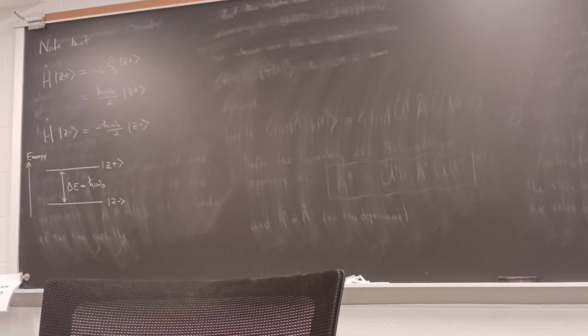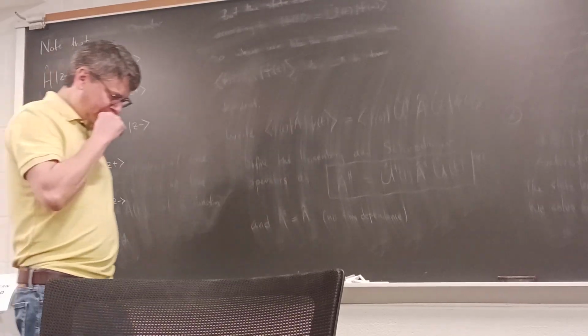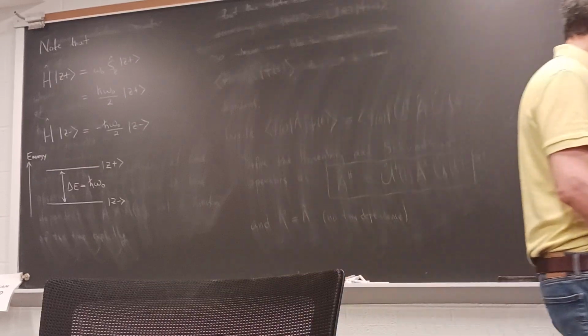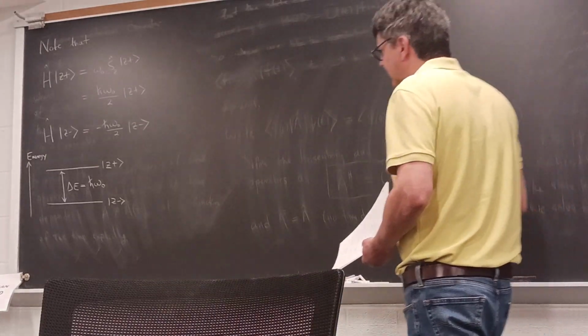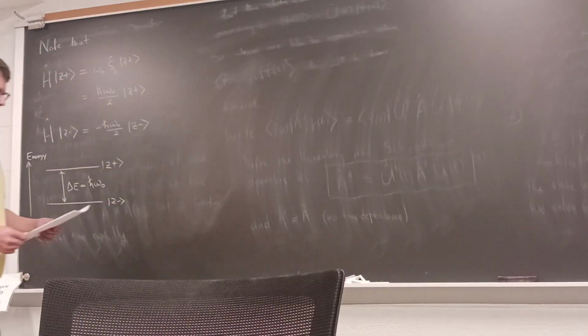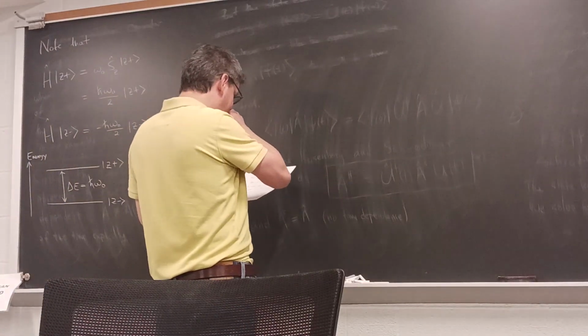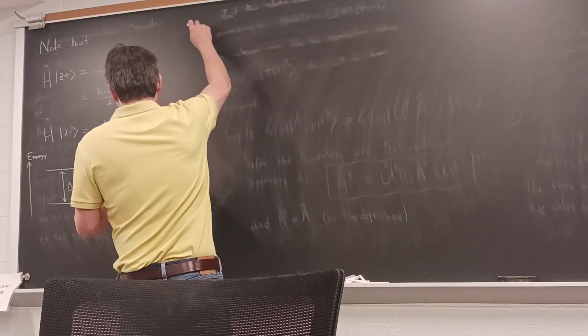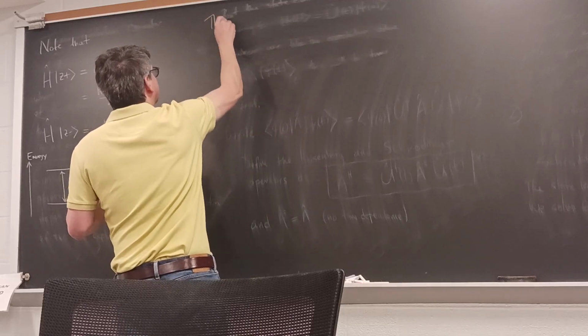I think the first excited state of hydrogen is on the order of an eV. So if it's that small, then it's got to be like a little spin flip or something. Okay. So, but anyway, let's look at the time translation operator.